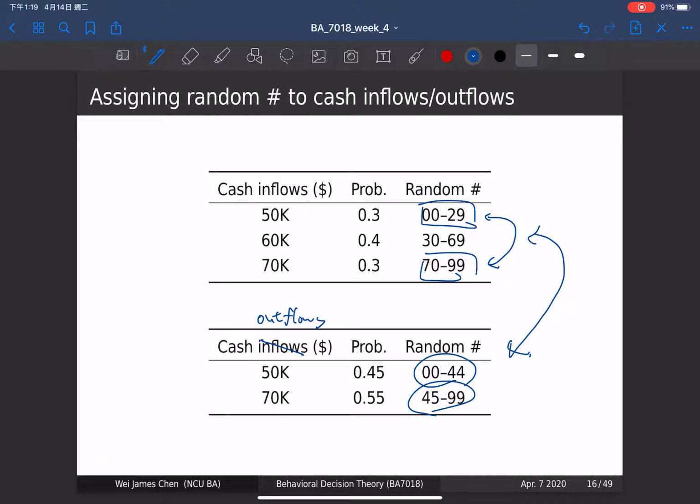So actually, either way works, but they have different meanings. If you only generate one random number, that means you assume these two events are perfectly correlated. It means the events are, not a real mathematical term, but not independent of each other. It's highly correlated with each other.